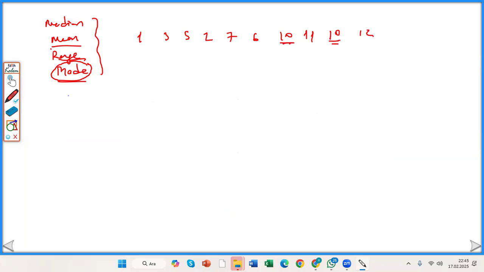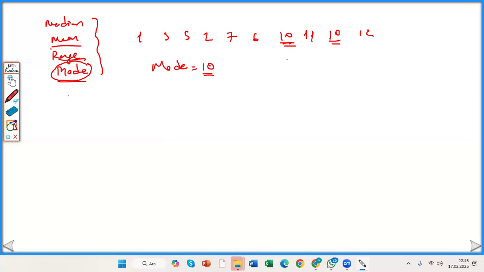But as you see here, 10 repeats 2 times in that data set. That's why we can say that the mode is 10 for that data set. We call it mode because it is the modest or fashionable number. In other words, it is the most repeating number in that data set. That's why we can say that the mode is 10 for this data.